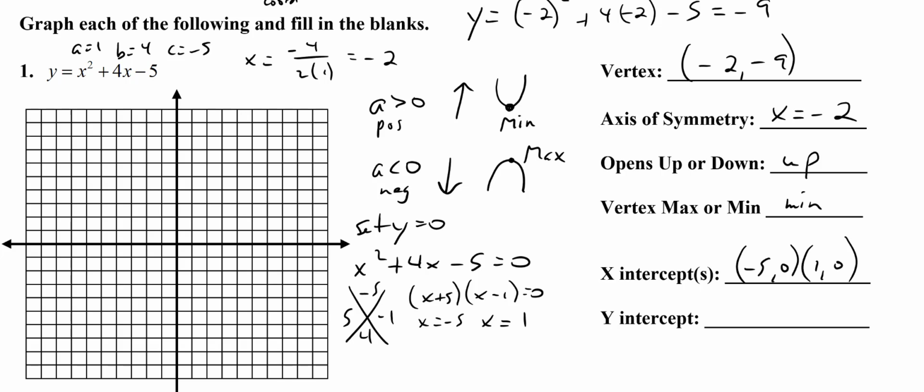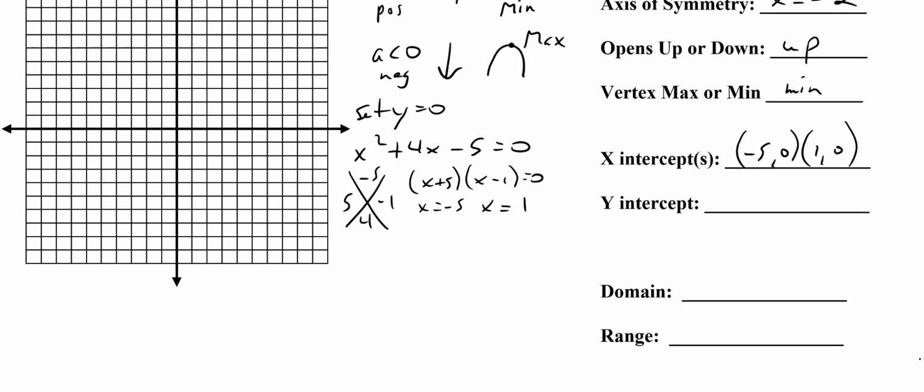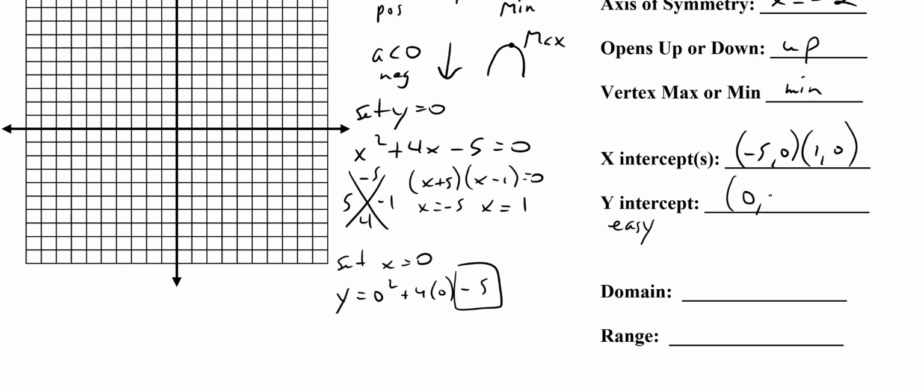And then the Y-intercept. You set the x equal to 0. That's actually easy. You get y is equal to 0 squared plus 4 times 0. So basically, anything with an x cancels out, and then -5. So really, you just have this -5 here. So it's 0, -5.